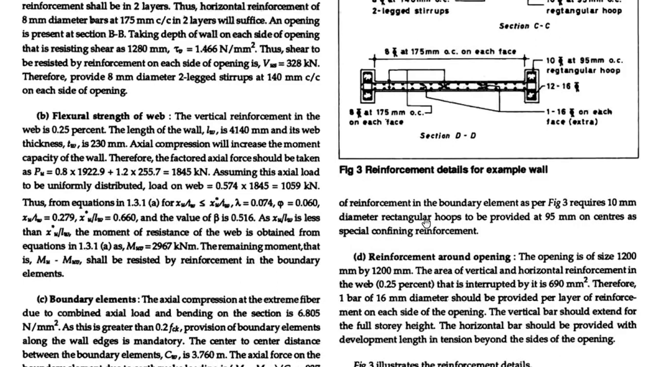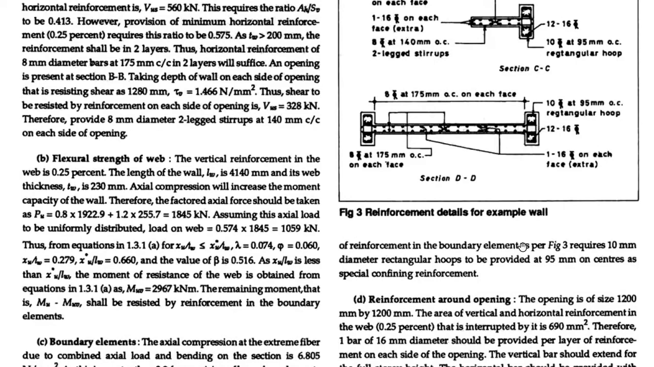The arrangement of reinforcement in the boundary element, as per figure 3, requires 10 mm diameter rectangular hoops to be provided at 95 mm on centers as special confining reinforcement. And the fourth one, reinforcement around opening. The opening is of size 1200 mm by 1200 mm.